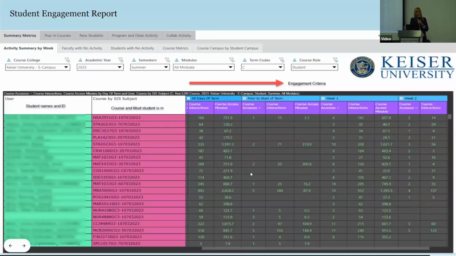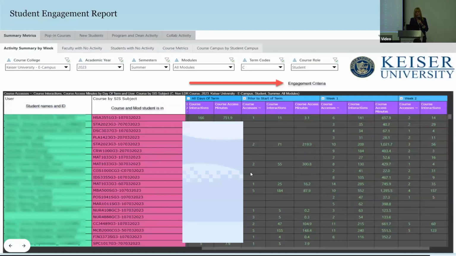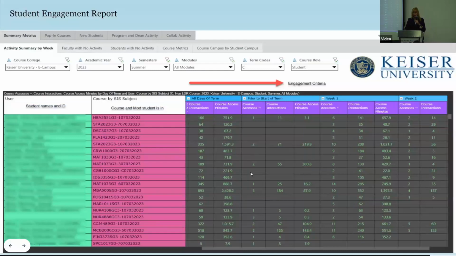And again, you can see how many students are logging in, how many have not logged in, and you can do that by week. So this is another really good report. And again, you can pick where it says course college. So all of our campuses are on there. And what I did was I added our face-to-face campuses. So all they have to do is pick their campus and they see where their online students are.